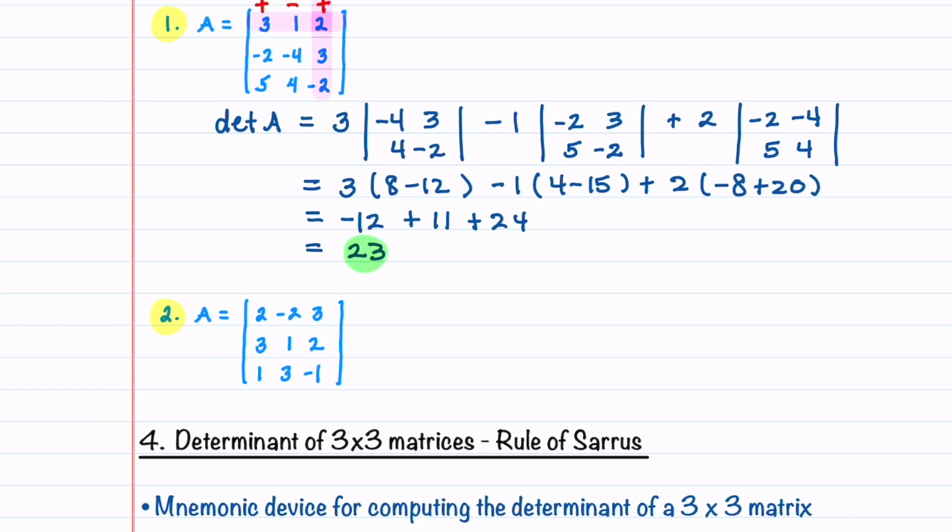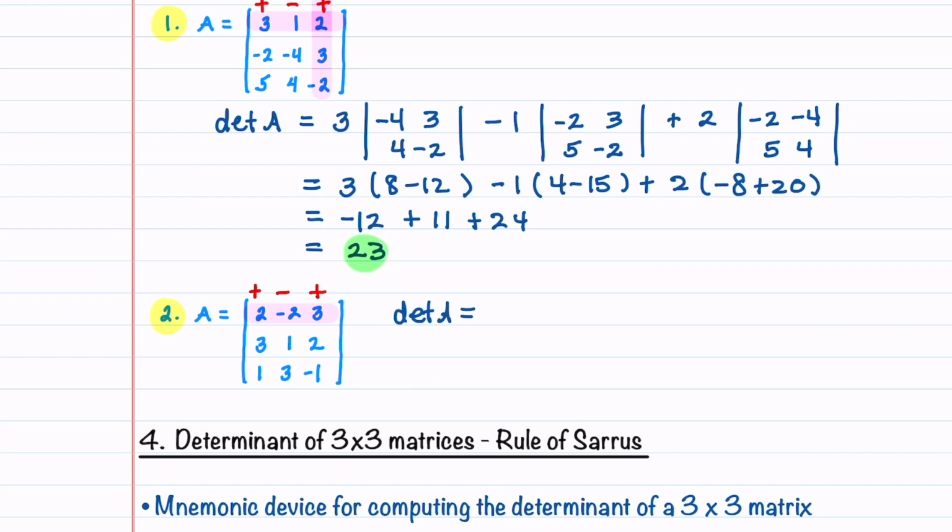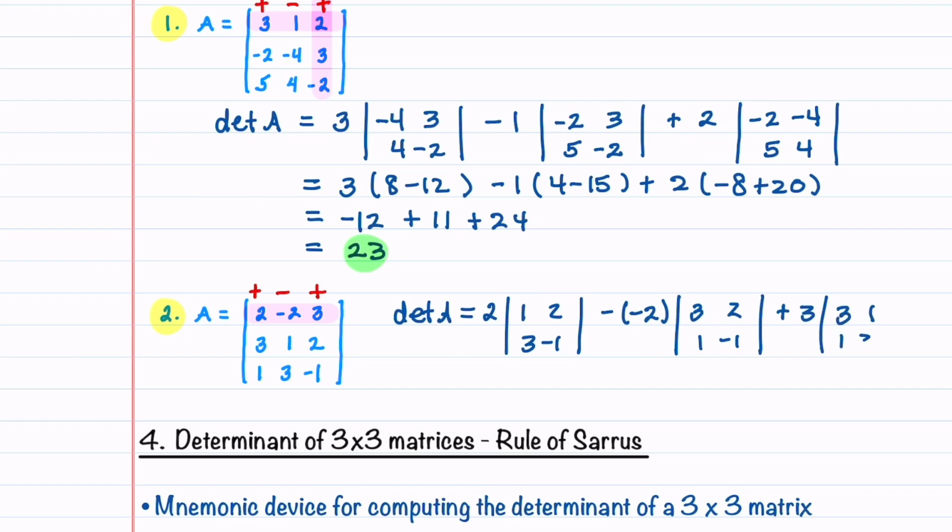Now let's look at our second example. I would suggest that you stop the video and see if you can do this example on your own. Remember, we're going to be doing cofactor expansion across the first row, and you need to start with a plus, minus, plus. Our determinant of A is going to be equal to 2 times the determinant 1, 2, 3, minus 1, minus a negative 2, times the determinant 3, 2, 1, minus 1, and then adding 3 times the determinant 3, 1, 1, 3.